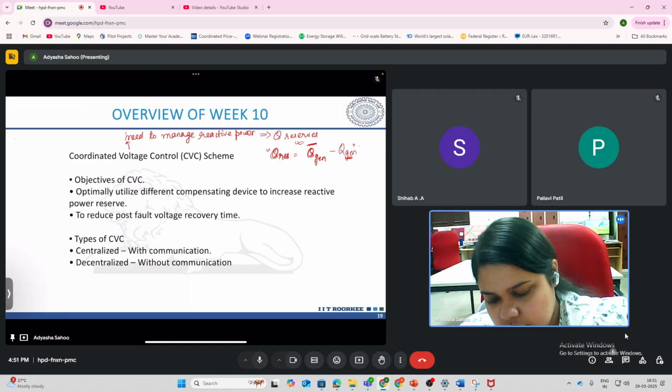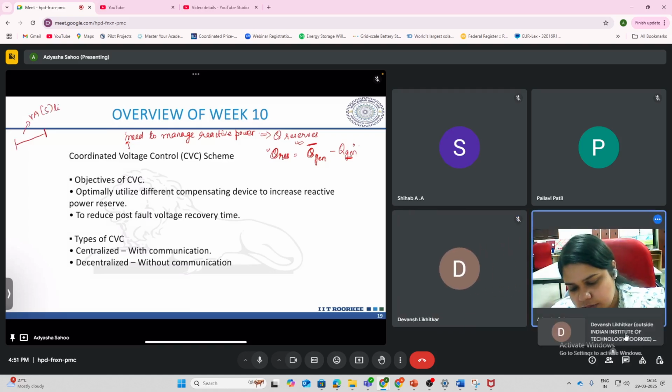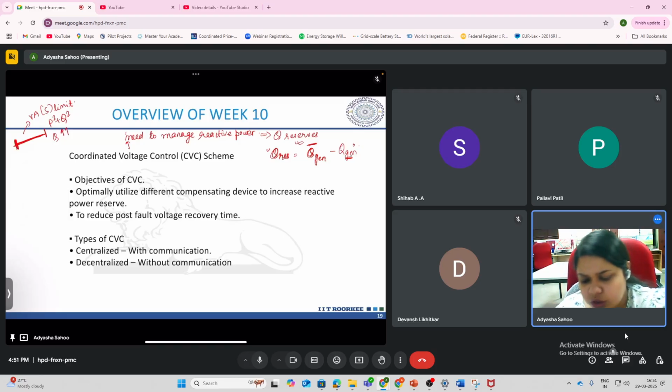What it means is, let's say you have a transmission line with a certain VA limit, that is the apparent power or S limit. That is nothing but P square plus Q square. So if you use this line to transmit reactive power also, that means if you increase the reactive power, due to its S limit the active power transfer capability will decrease. Hence, we keep reserves and activate the reactive power locally.